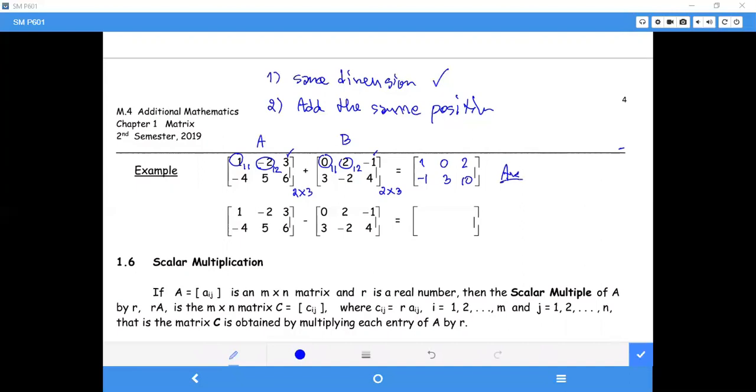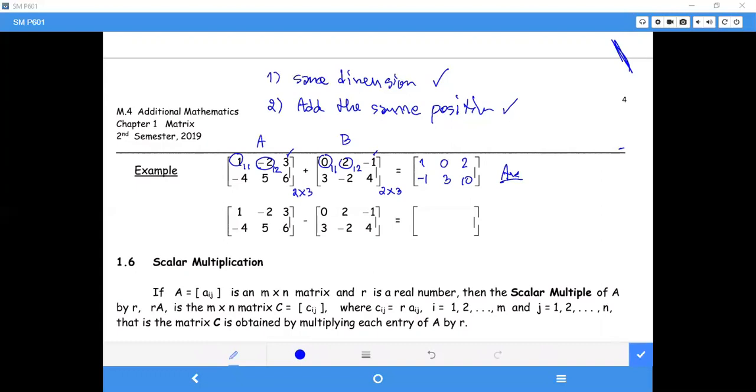Okay, answer. So we have just 2 rules. Rule number 1, same dimensions. If you want to add them or subtract them, you need to have the same dimensions of 2 matrices. Number 2, when the dimensions are the same, you will get answers, and the answer comes from adding the 2 numbers at the same positions.